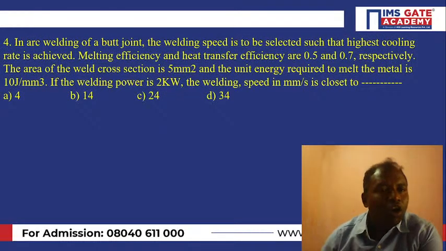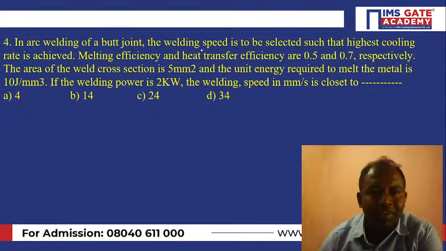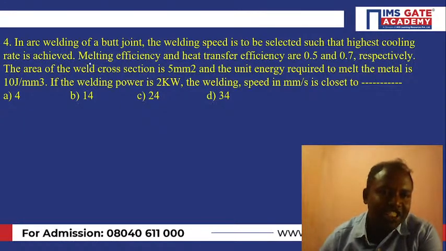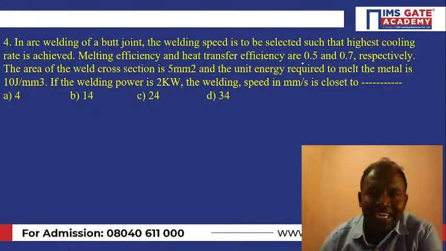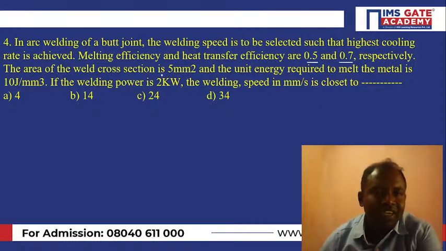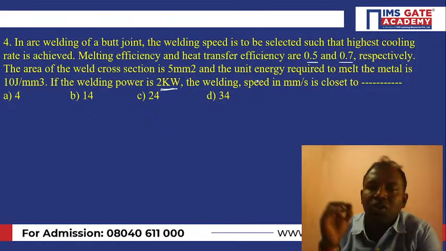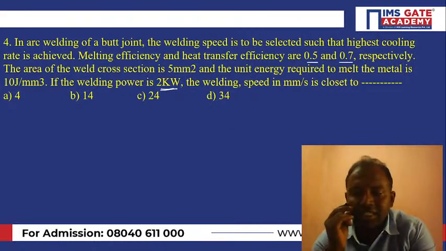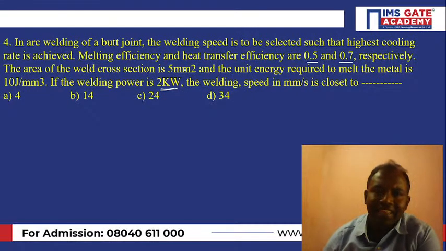Now, in arc welding of butt joint, the welding speed is to be selected such that highest cooling rate is achieved. Melting efficiency and heat transfer efficiency are 0.5 and 0.7 respectively. The area of the weld cross section is 5 mm square and the unit melting energy required is 10 joule per mm cube. If the weld power is 2 kilowatts, what will be the welding speed, close to, in mm per second? This you have to calculate, guys. So it's another 2 marks question, right?